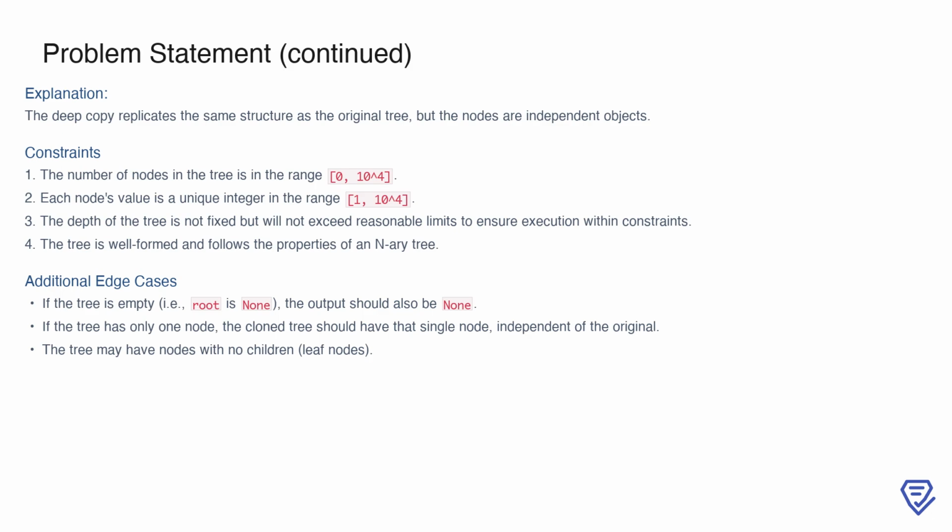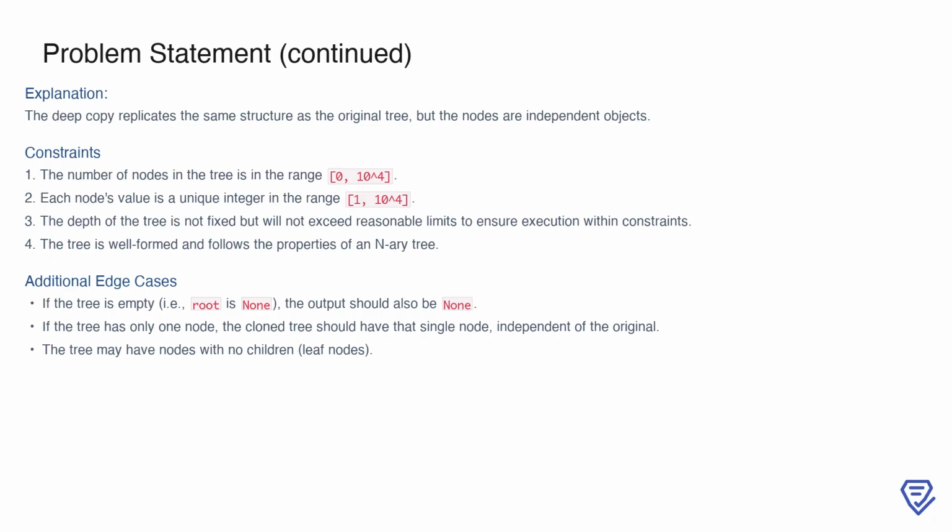This independence is crucial because it guarantees that any changes to the original tree, such as altering node values or restructuring its children, will not affect the clone tree. Similarly, changes to the clone tree will leave the original tree intact. The problem also comes with a set of constraints to guide your implementation. For instance, the number of nodes in the tree can range from 0 to 10 to the power of 4, and each node's value is guaranteed to be unique within the range of 1 to 10 to the power of 4.